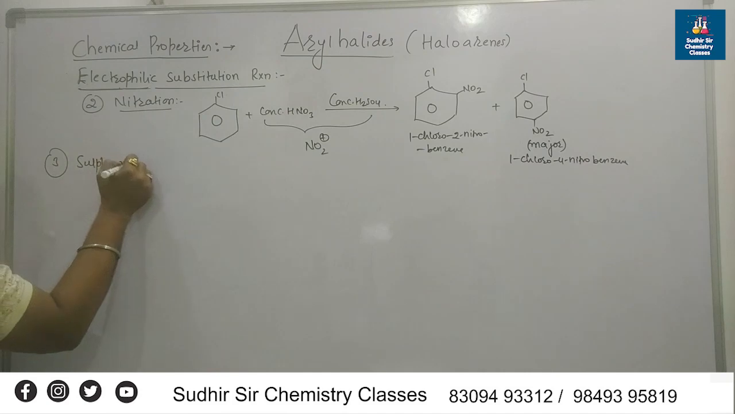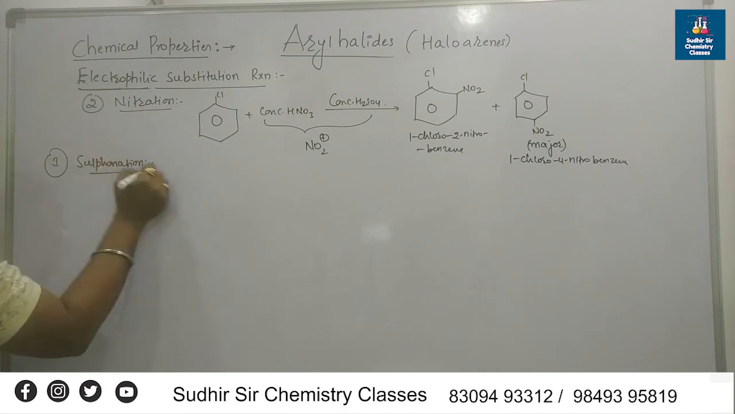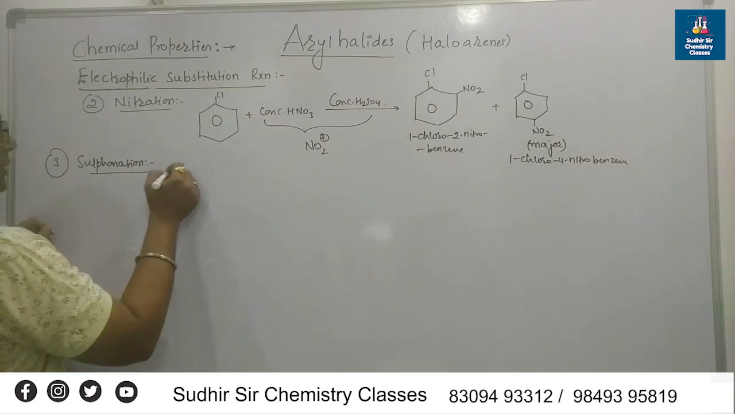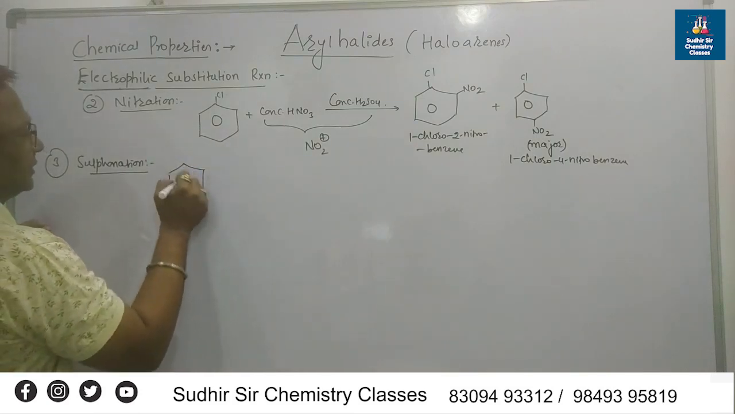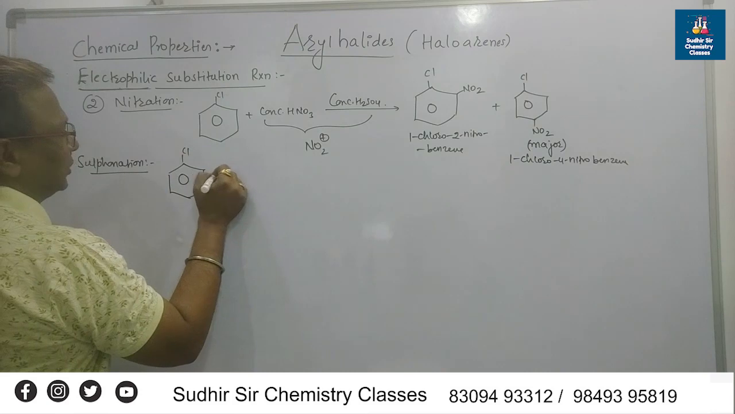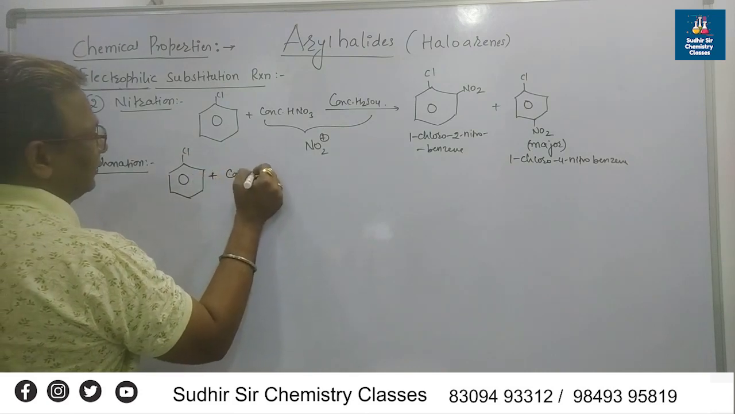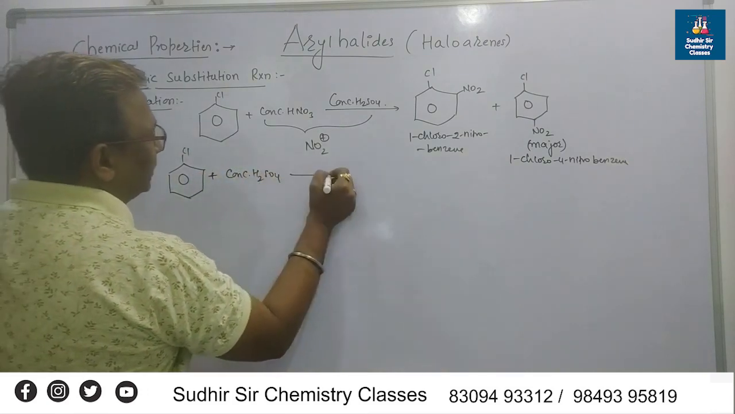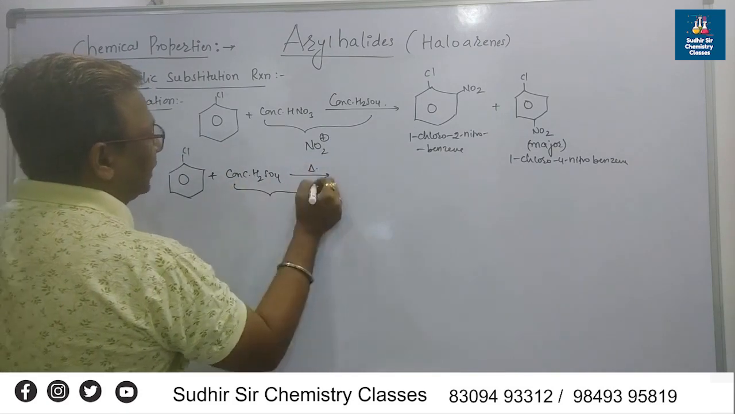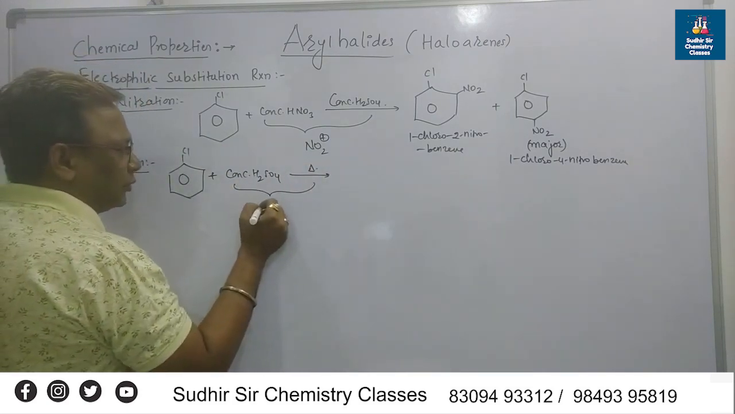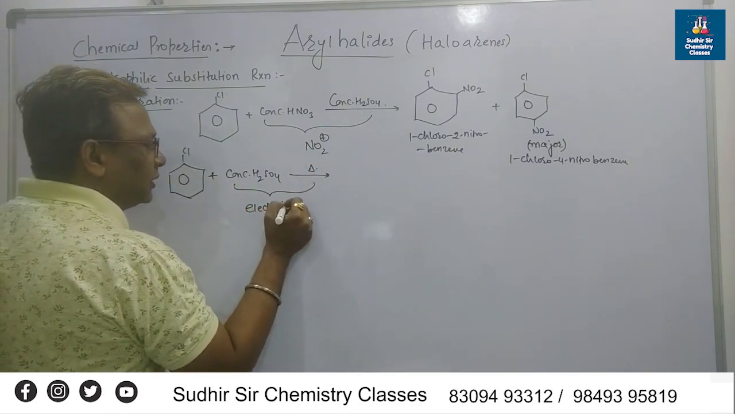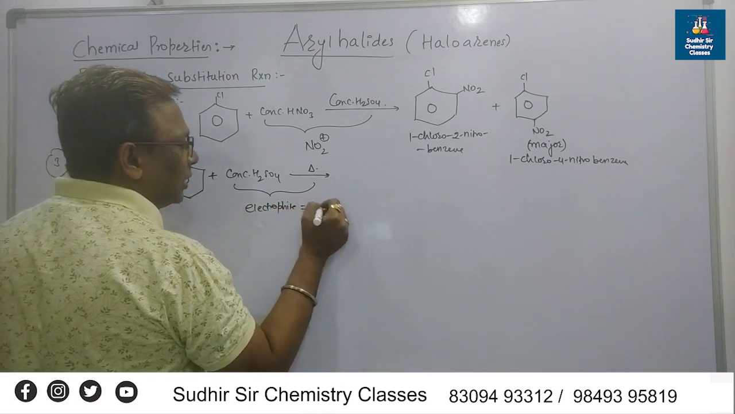The third one we can say is sulfonation. In this case, we are taking chlorobenzene, and it is treated with concentrated sulfuric acid. Beta, on heating, it produces the electrophile. What is the electrophile it will produce? Do you know? It forms a neutral electrophile.